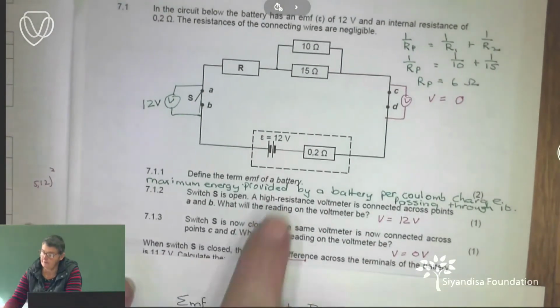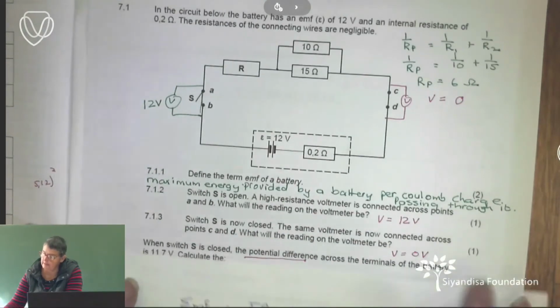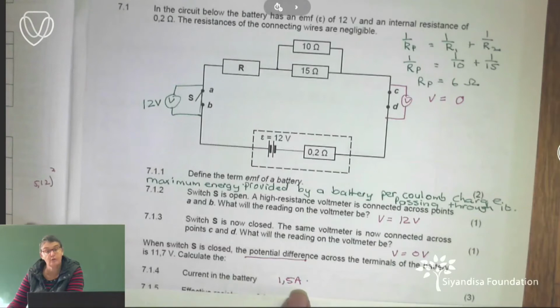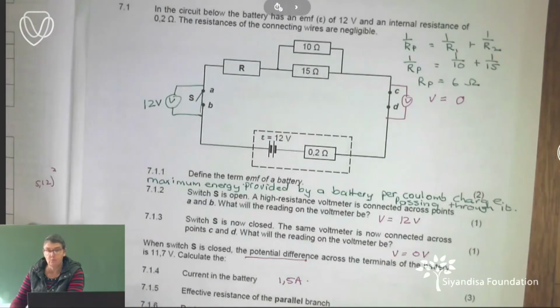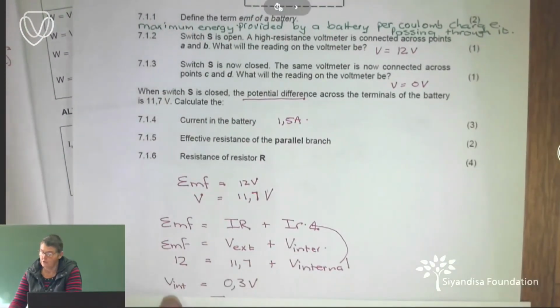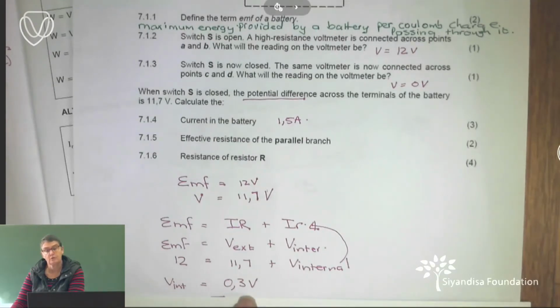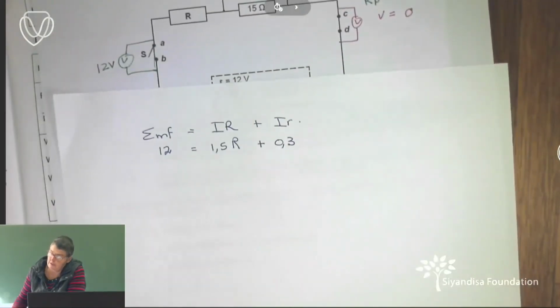I got the EMF. It was given to me. Right. What happened to the current? I calculated that earlier. Okay. And I don't know my total resistance yet, so that's what I'm going to work out. Right. And then where did I get the 0,3? Remember, I worked out my internal potential difference earlier on. Otherwise, you could have just said 1.5 by 0.2. It would have been exactly the same.